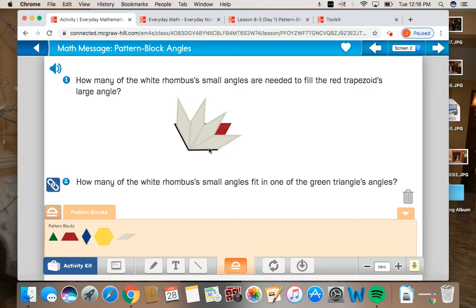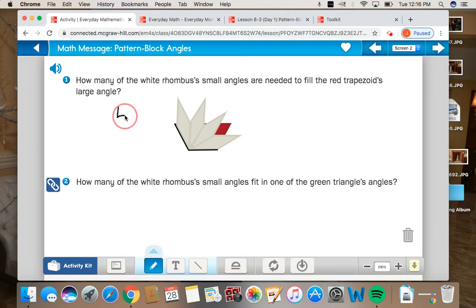filling up this angle. I don't have to fill in every single part of my shape because I'm not looking at covering the whole shape. I'm just filling in the angles. So for this one, you should have gotten 4.